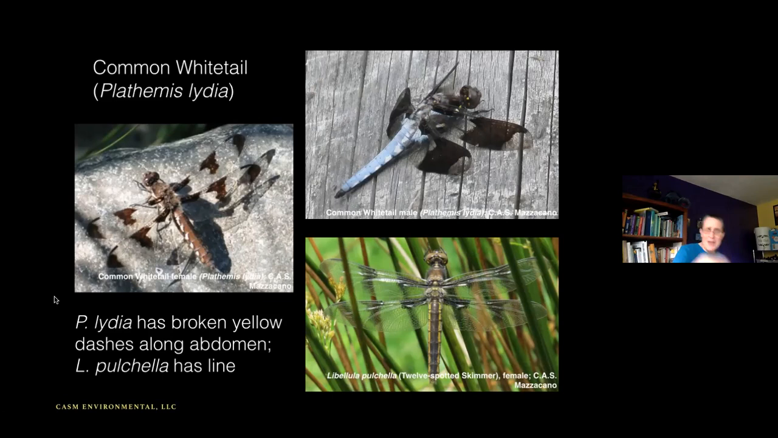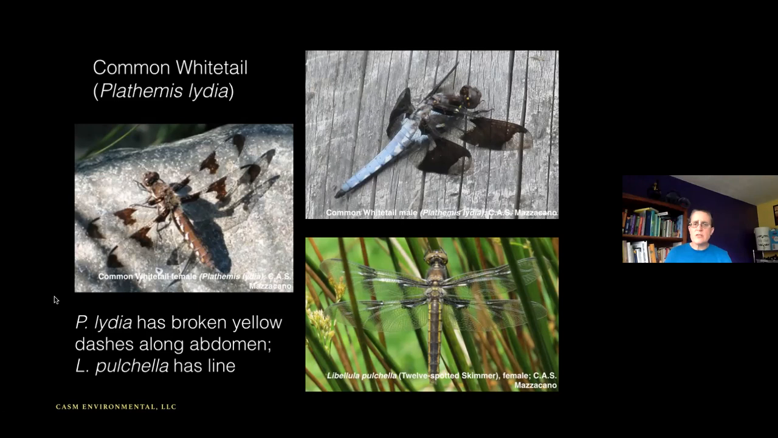So if you look at the upper right photo, that is a male. That's a pretty distinctive looking dragonfly. You might think at first that it looks a little like a widow skimmer, except those broad black patches are in the middle third of the wing, not in the basal portion of the wing. And it doesn't get that bright white stuff on the wings, just along the abdomen.